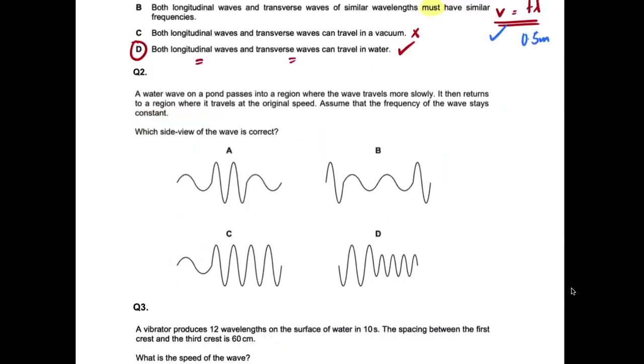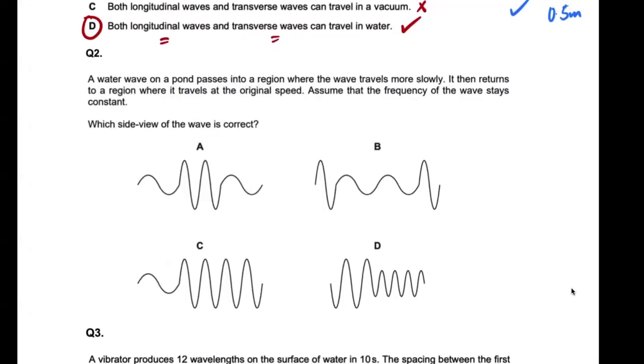Question number 2. A water wave on a pond passes into a region where the wave travels more slowly. It then returns to a region where it travels at the original speed. Assume that the frequency of the wave stays constant. The question says which side view of the wave is correct. And something like this is asked a lot in graphs as well.